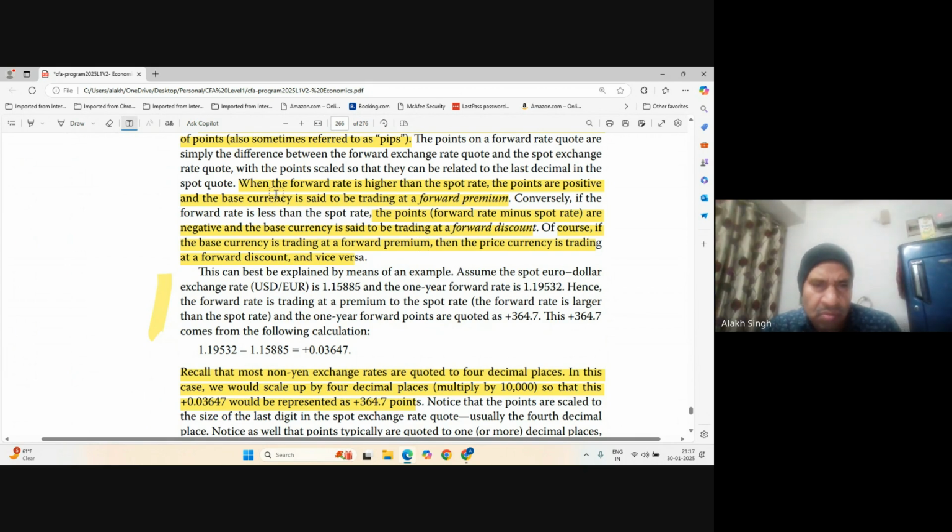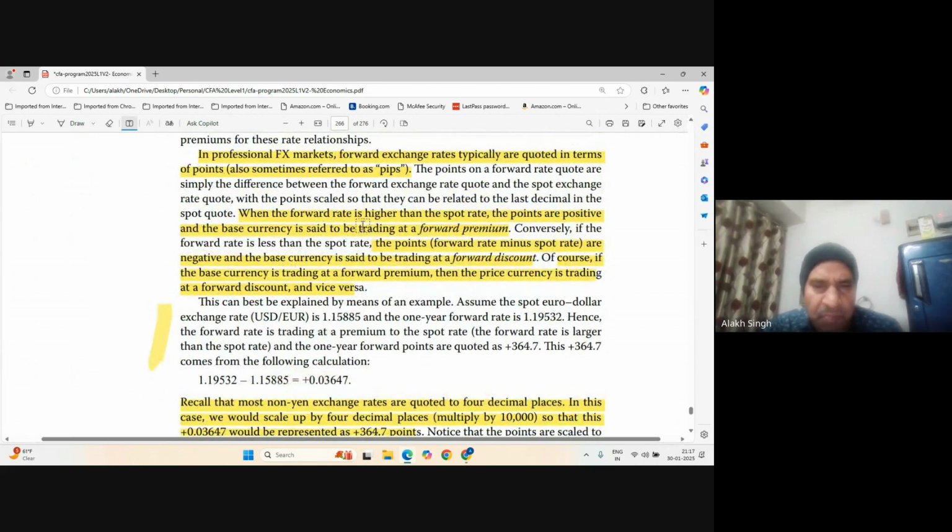The definition we had studied in forward earlier also: when the forward rate is higher than the spot rate, we say that the currency is trading at a premium, a forward premium. When it is the opposite, it is a discount. When the forward rate is less than the spot rate, the currency is trading at a forward discount.